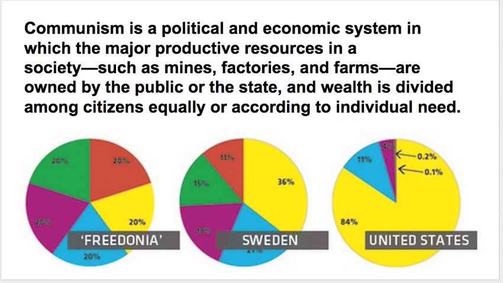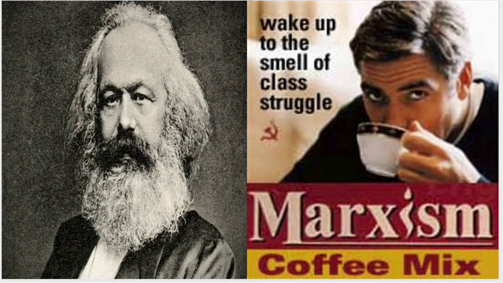Communism is a bit tricky because, as you see, it's both a political and economic system in which the major productive resources in a society, such as mines, factories, farms, are owned by the public or the state, and wealth is divided among citizens equally according to individual need. This is very, very similar to the command economy, which also, again, decides what will be made and how it will be made.